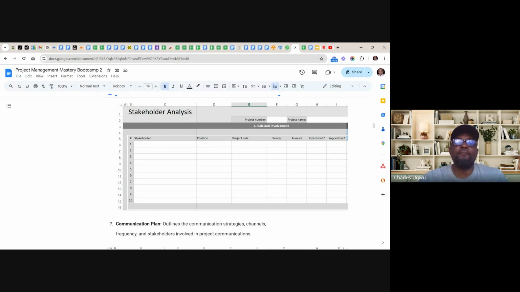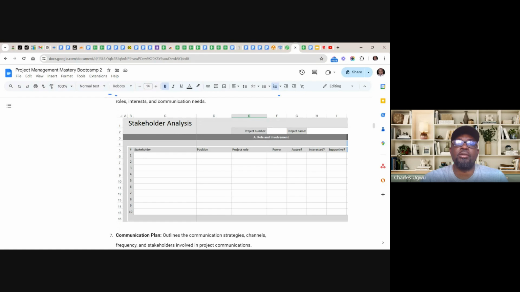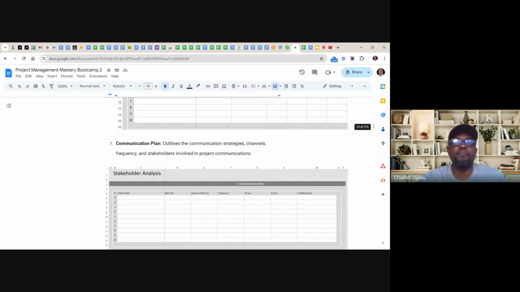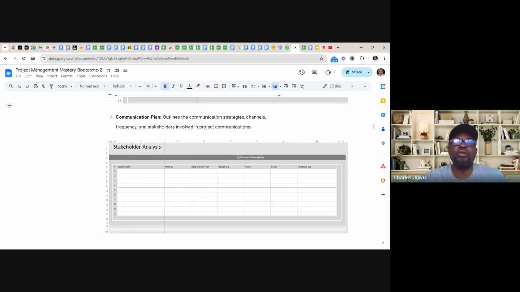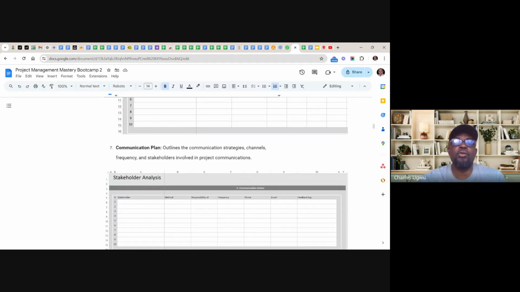So call it the stakeholder analysis document. This first one is the role and involvement sheet. Call it the role and involvement sheet. All of them put together is called the stakeholder analysis document. Then we'll have the communication action plan. This particular document will help you to have good communication and understand the way to communicate with the stakeholders.